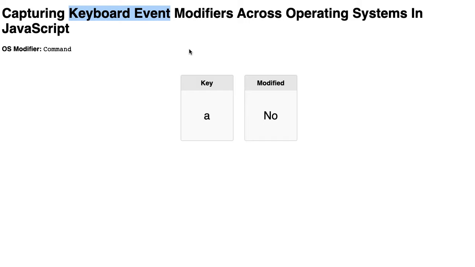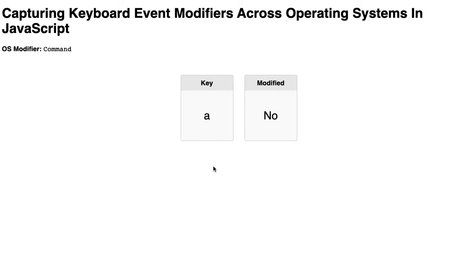I don't know where I came up with it, but the reality is that the modifiers, which would be command on macOS and control on pretty much every other operating system, have to be handled specifically within your JavaScript in order to create cross-operating system compatible key event bindings.